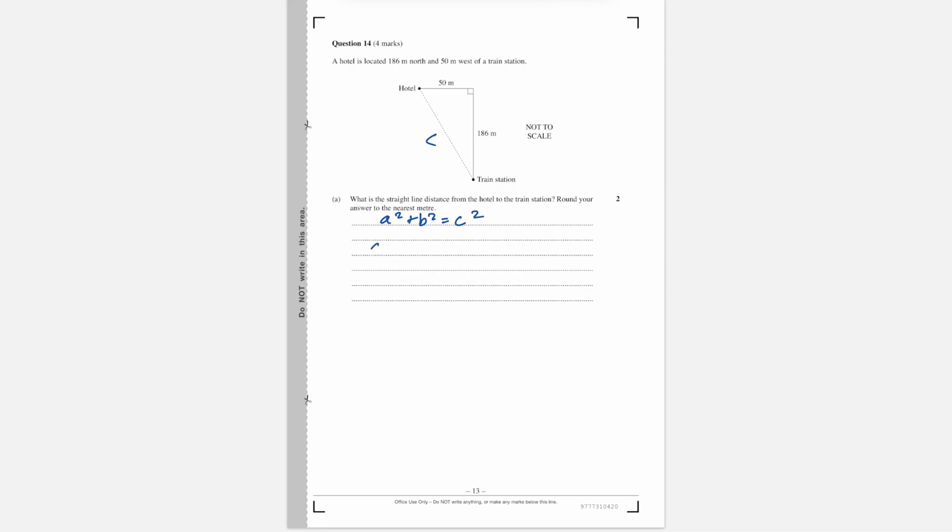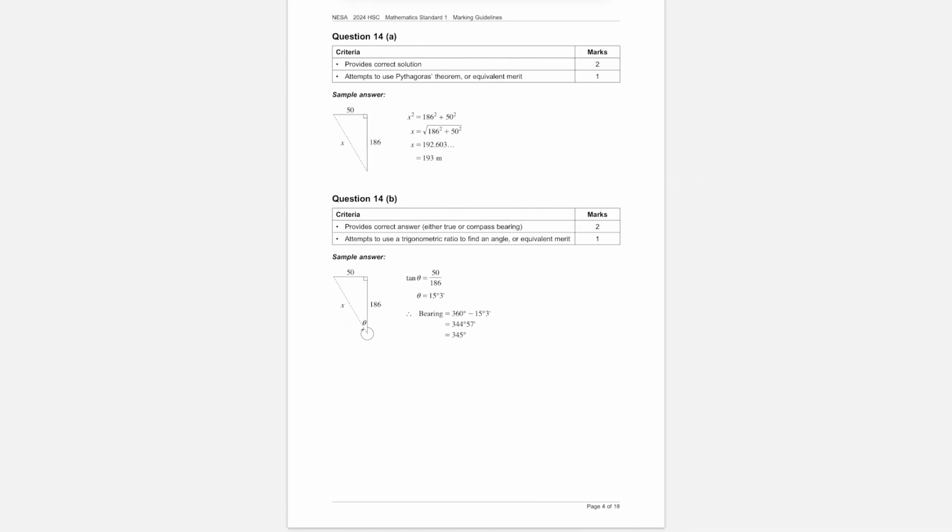And just rearranging that, we get c is equal to the square root of a squared plus b squared, which is equal to 50 squared plus 186 squared. So punching that into my calculator, I get 192.6032. Round your answer to the nearest meter. Okay. So 193 meters is our answer.